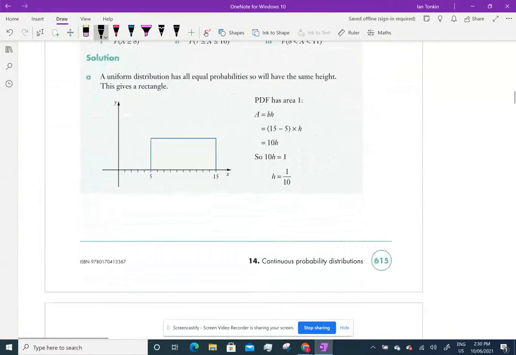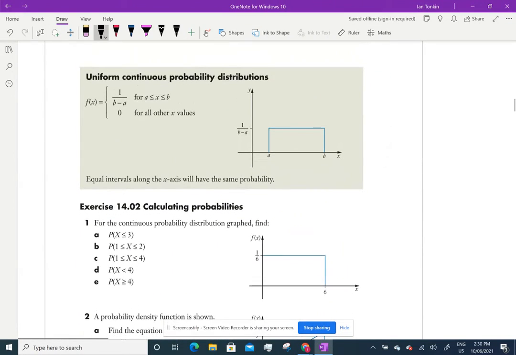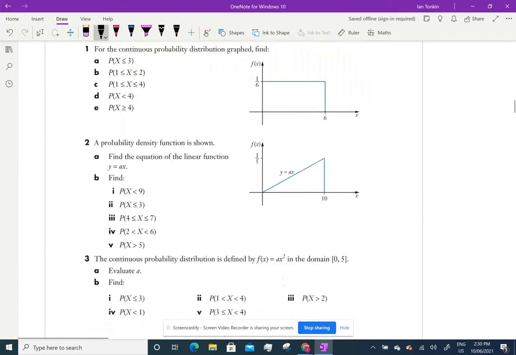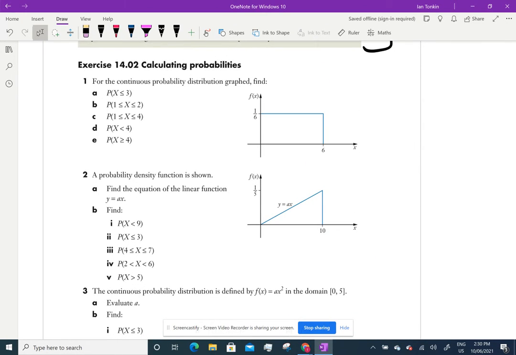So here we are. And those are the only notes you need to make so far. And don't worry about this, we'll deal with that later. Here's a function. And we know this is a probability density function, because the area in here is 6 times 1 on 6, which equals 1. So it is a probability density function.